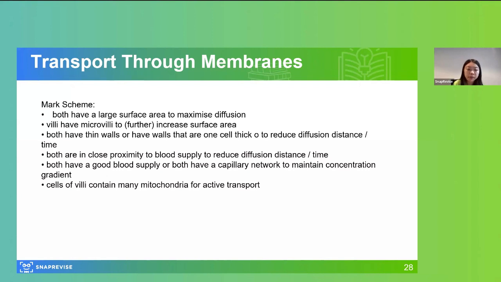So they have a very good capillary network allowing them to maintain a very good concentration gradient. An extra bit of information that is good for application in biology is that villi have a lot of mitochondria, and that allows them to have a lot of energy for active transport. So that's transport through membranes. It's important to note all of that.